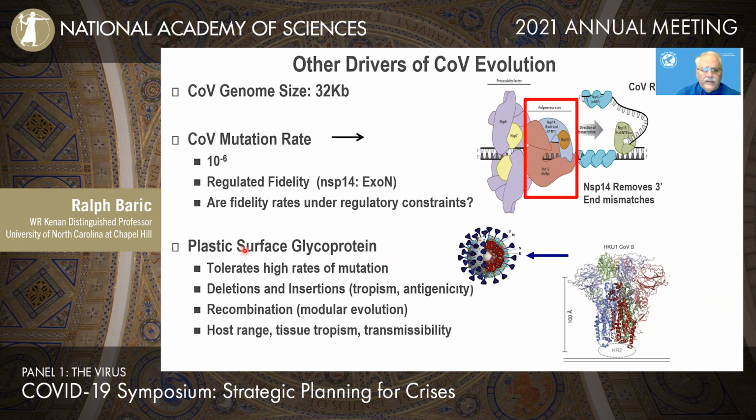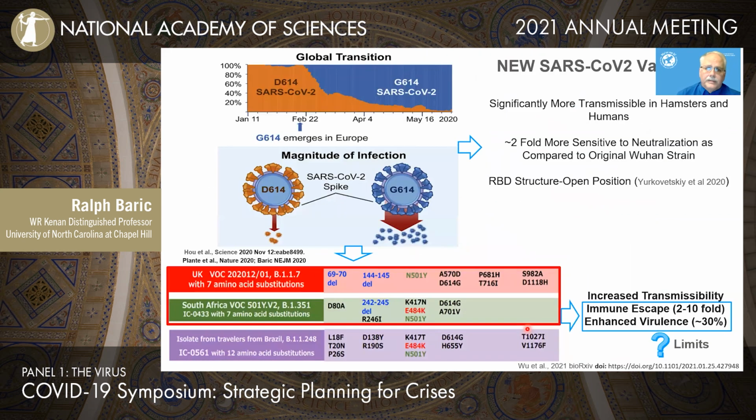Another important constraint, a driver of evolution, is just the plasticity of the spike glycoprotein. It tolerates high rates of mutation, deletions, insertions. The structural motifs within the spike glycoprotein are interchangeable between strains, and this affects host range, tropism, and transmissibility.